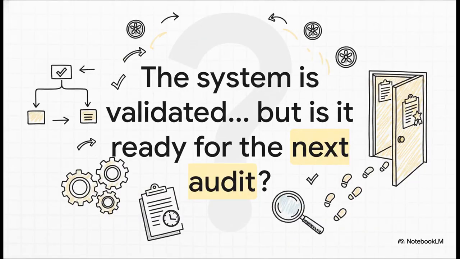So, completing OQ and PQ gets you a validated system that's ready to go today. But here's the thing. Validation isn't something you do once and then forget about. It's an ongoing process. And that leaves us with one final thought. Your system is proven to work right now, but what are you doing to make sure it's ready for next year's audit? Because trust me, that next audit is always right around the corner.